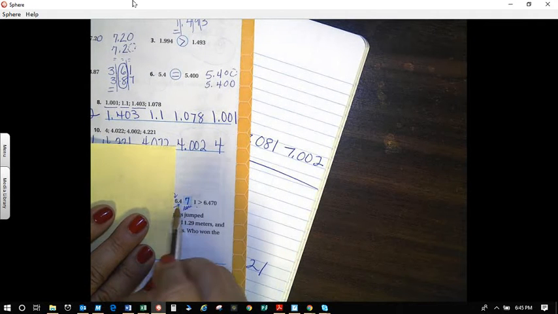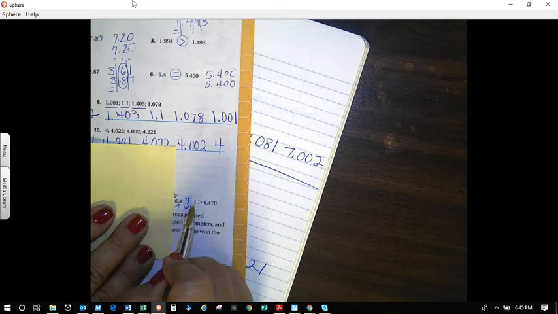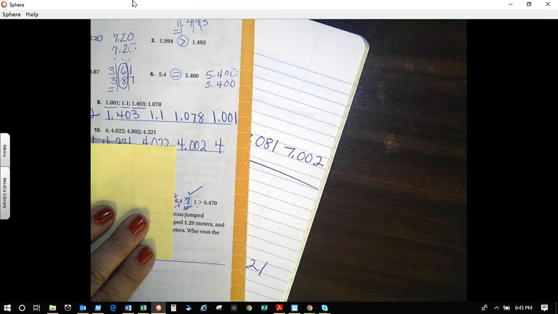All right, now look at this. Is 6 and 471 thousandths greater than 6 and 470? And that's a true answer. So your answer here is 7.